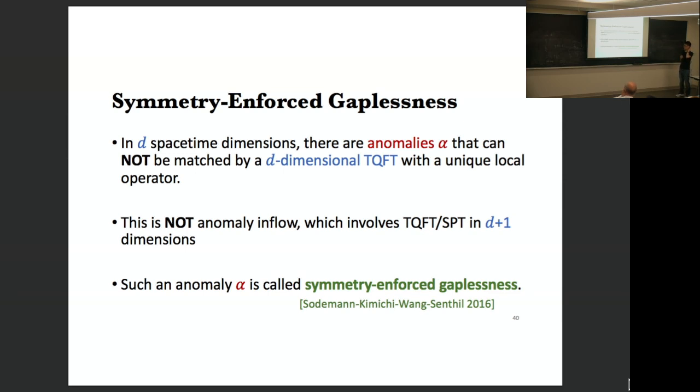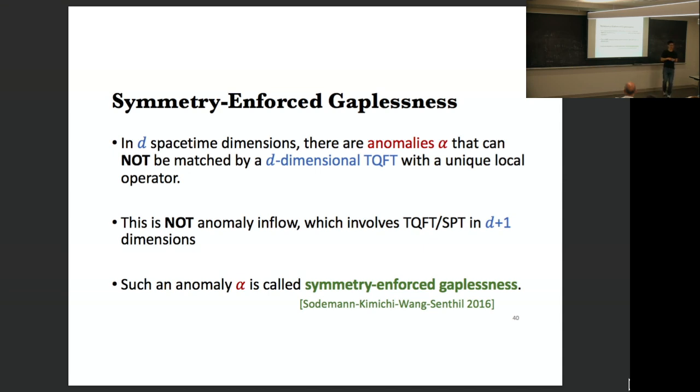Sometimes it's called a symmetry-enforced gaplessness anomaly. Notice that this is not an anomaly inflow mechanism. The anomaly inflow tells you that this anomaly in D space-time dimension corresponds to a TQFT or SPT in one dimension higher. Here I'm talking about a TQFT of the same space-time dimension trying to match the anomaly. So suppose we want to generalize this correlation between anomaly and bounds to more general anomalies, then the first thing we need to make sure is that there's no TQFT with that anomaly.